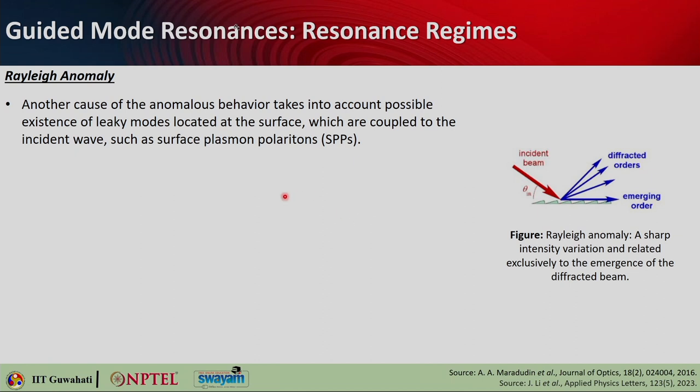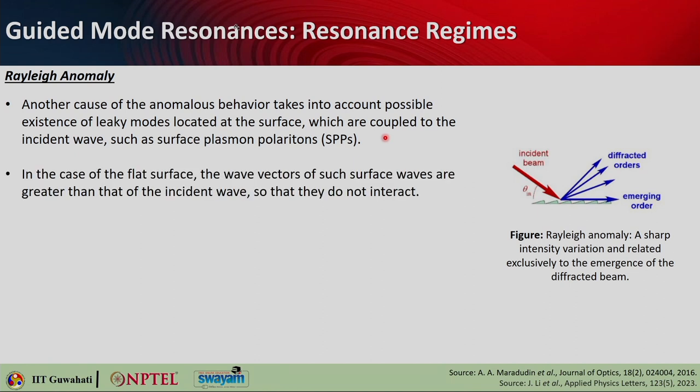Now, another cause of the anomalous behavior takes into account the possible existence of leaky modes located at the surface, which are coupled to the incident wave, such as in the case of surface plasmon polaritons. So there also, in the case of a grating, it is mainly for those diffracted beam orders which are basically parallel to the grating. Now, in the case of the flat surface, the wave vectors of such surface waves are greater than the incident waves, so that they do not interact.